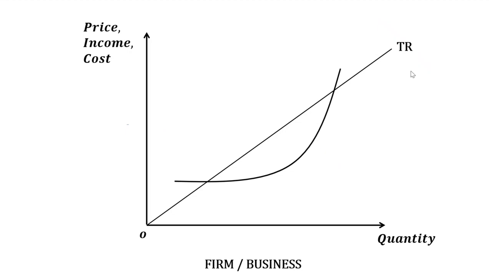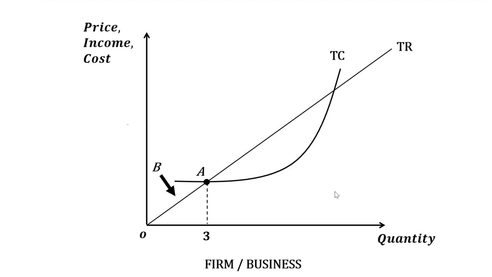Now let's look at the total cost curve. What is the difference between the total cost and total revenue? Total cost is the cost which the business incurs or spends to produce the goods. Total revenue is the revenue or the money it earns when it sells the product. Now let's look at the first one.